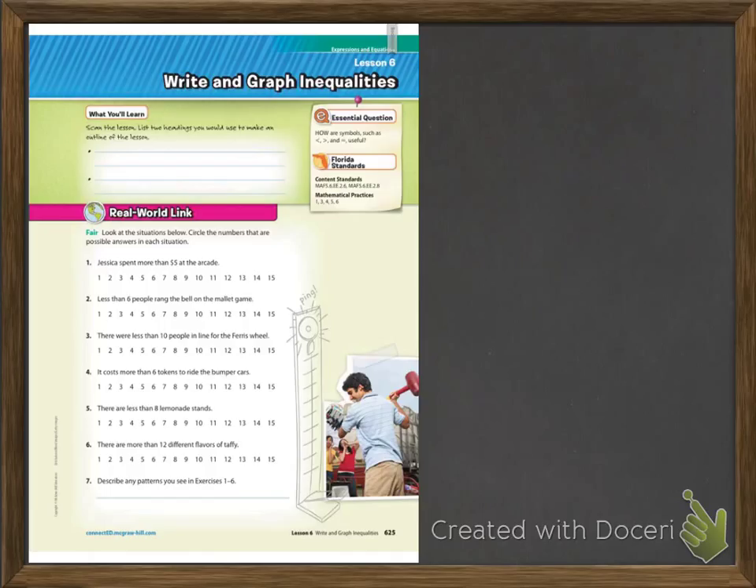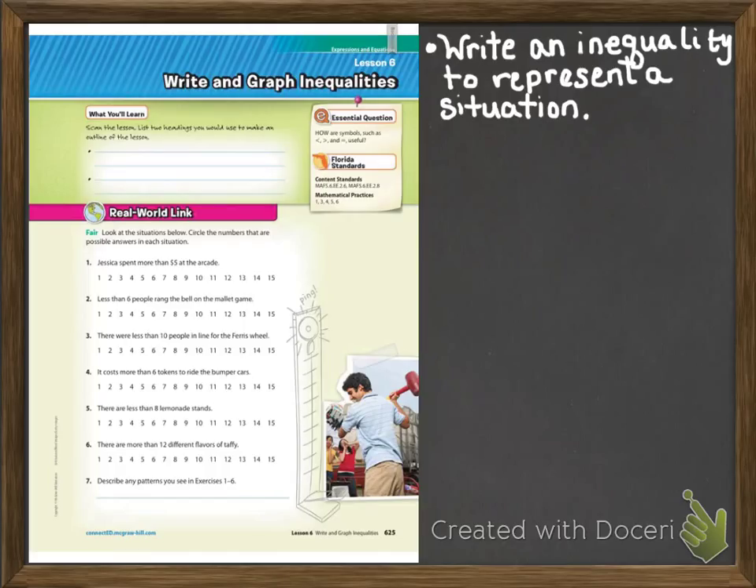So the first thing we're going to do is talk about what we're going to learn in this lesson. We will be writing an inequality to represent a situation, and we will graph an inequality. Before we get started further into the lesson, I would like for you to look at the real world link and read the six situations on questions 1 through 6. And I would like for you to circle the numbers that are possible for each situation.